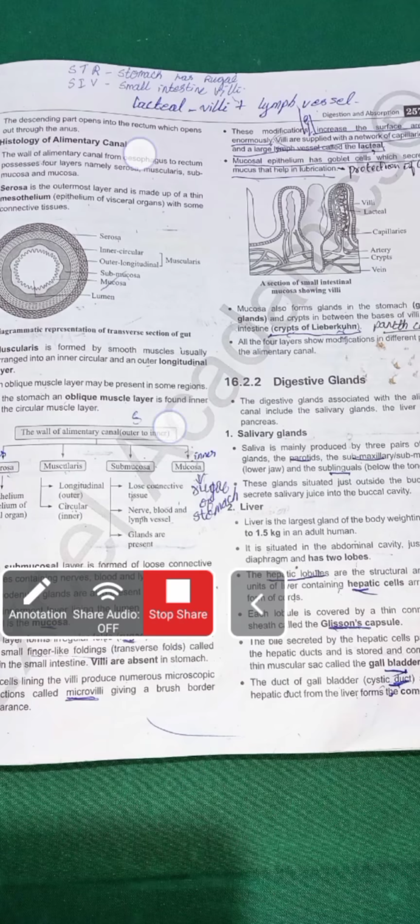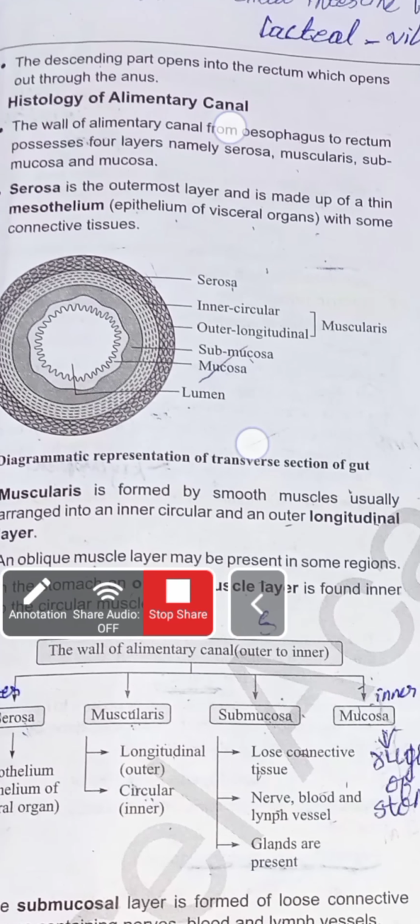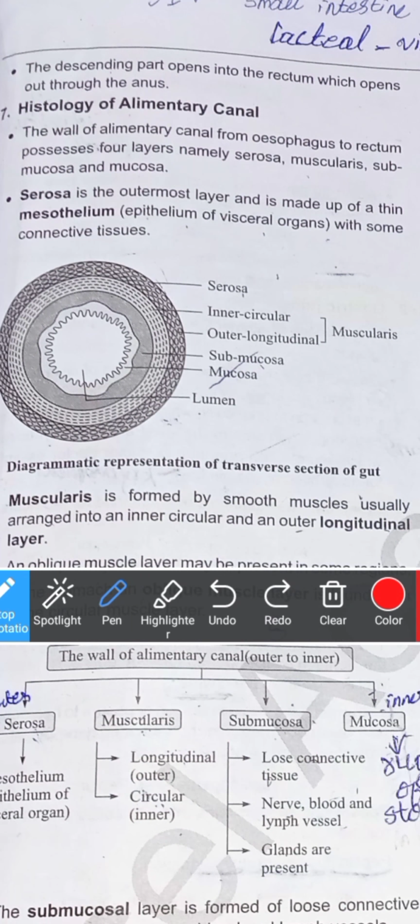Okay, so this is the transverse section of the GIT, which is also called the gut. Wherever you cut it, whether it is the esophagus, stomach, small intestine, large intestine, rectum, or anus, you are going to look at the structure transversely. There are going to be four layers. The outermost layer is called the serosa, the next layer is the muscularis, next is the submucosa, and the last one is the mucosa.